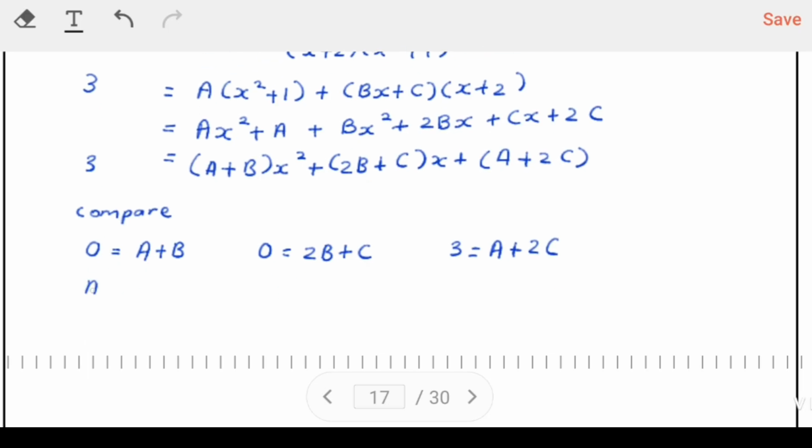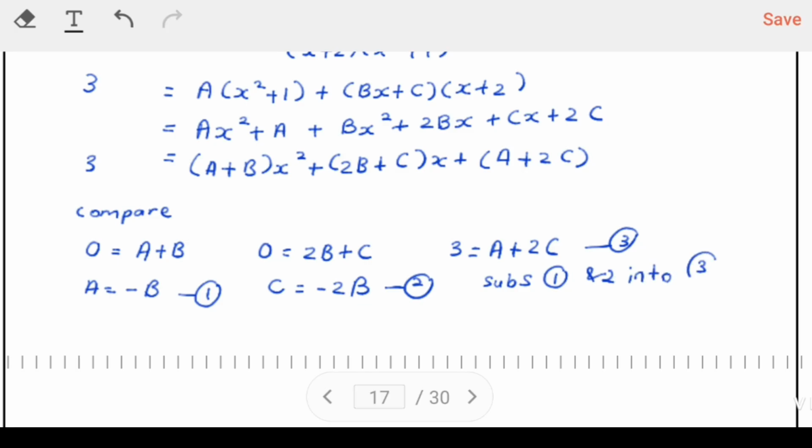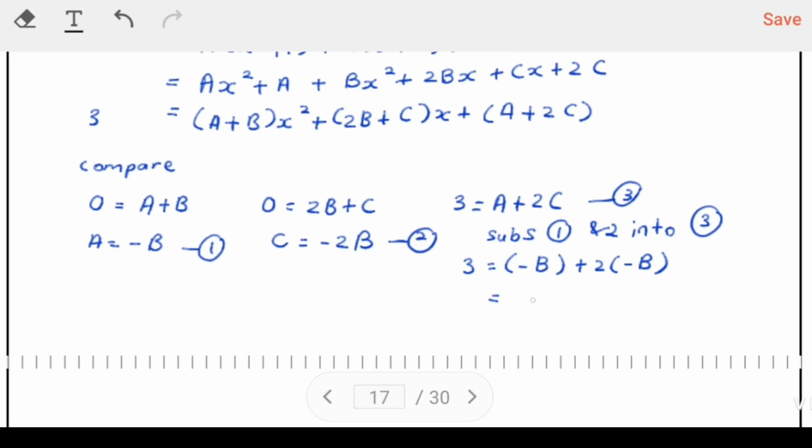Let a be the subject, we have negative b. Let c be the subject, we have negative 2b. So this will be our first equation, second equation, and we substitute equations 1 and 2 into 3. So 3 equals negative b plus 2 times negative b. So we get negative 5b, hence b equals negative 3 over 5.